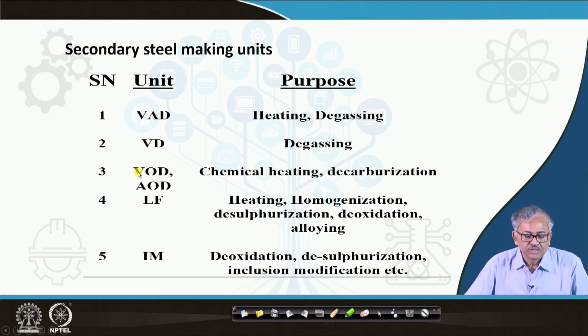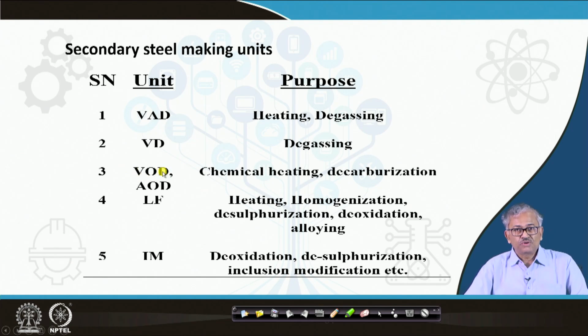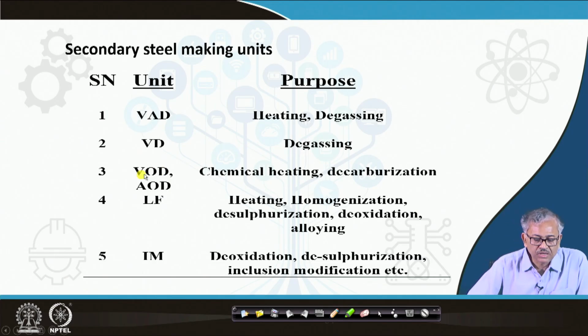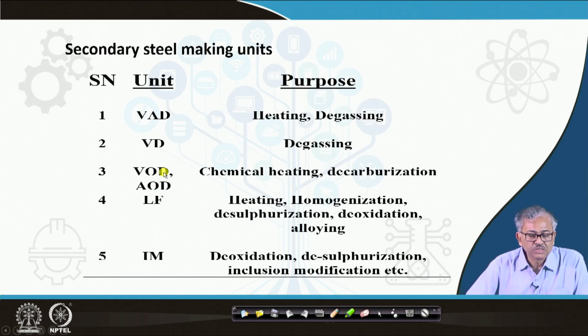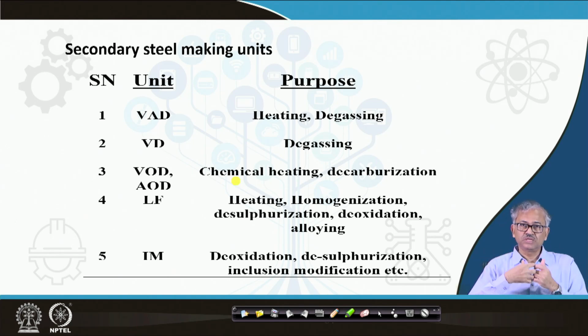And this is the vacuum oxygen decarburization. You have to supply oxygen also, such that you can decarburize the bath to a very, very low level. Under vacuum, whatever CO evolves will go away. So, that is called vacuum oxygen decarburization, then argon oxygen decarburization. Here you can do the decarburization. And since you are giving oxygen, you are doing some chemical heating, because oxygen will react with the carbon forming CO, and CO will go away. That is an exothermic reaction.